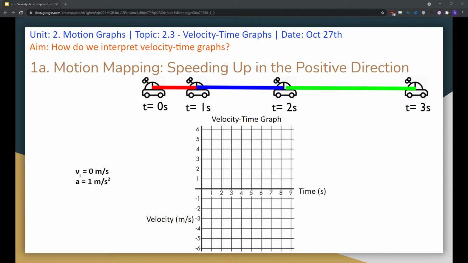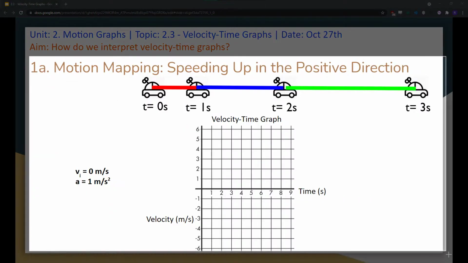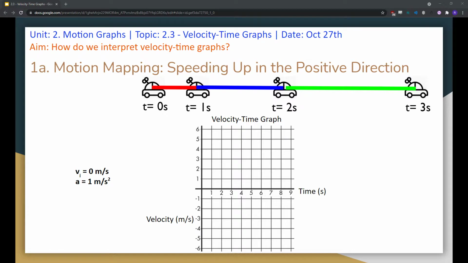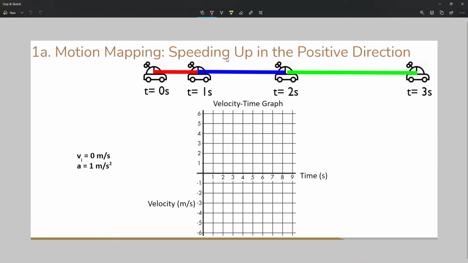So, motion mapping. Now, let's say we have a toy car, and we do obviously have a toy car here. It's going to the right, and you can tell by the diagram that the car is speeding up. Well, now we want to draw the graph. Let's say that our car starts with an initial velocity of 0 meters per second, and let's say our acceleration of this car is 1 meters per second squared.